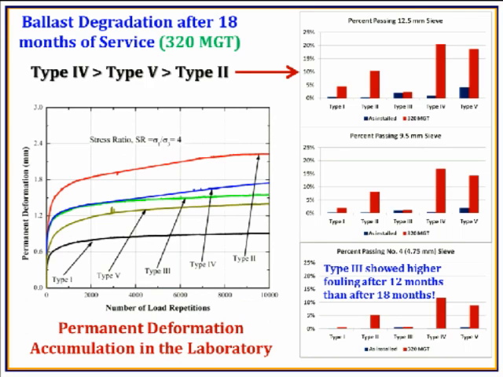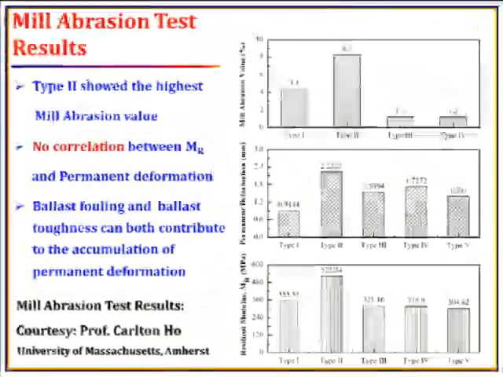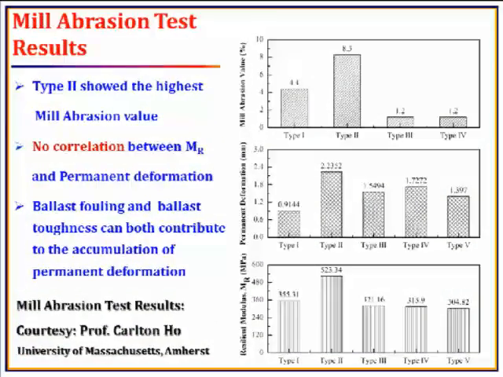and according to those results, after 18 months of service on the track line, type 2 had the highest permanent deformation and type 1 had the lowest permanent deformation. But 6 months earlier, type 2 showed the lowest amount of permanent deformation. So that may be a sampling error, but we tried to analyze the results in terms of Los Angeles abrasion ratio. So that's what you can see.